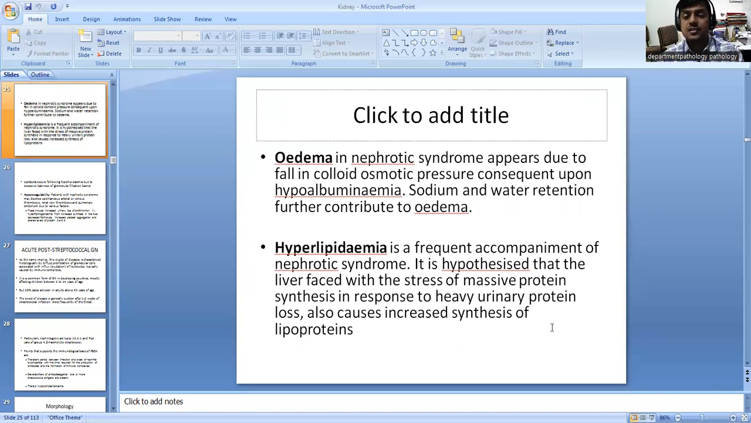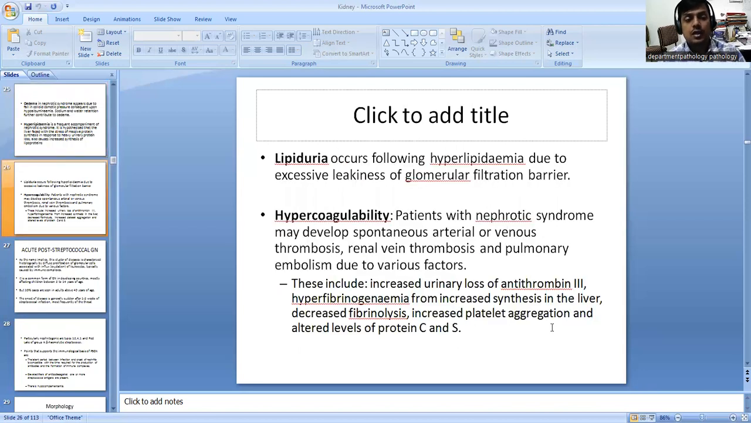It is hypothesized that the liver, faced with the stress of massive protein synthesis in response to heavy renal protein loss, also causes increased synthesis of lipoproteins. Lipiduria. It occurs following hyperlipidemia due to excessive leakiness of the glomerular filtration barrier.